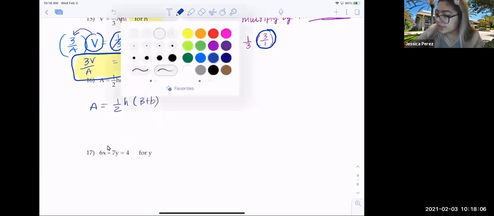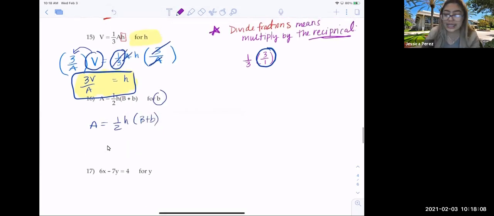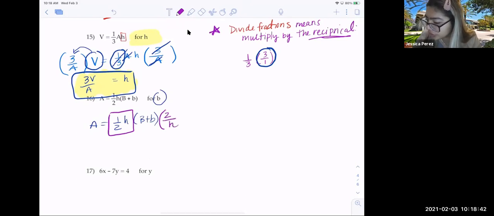What I'm going to do is what I did on question 15. I'm actually going to get rid of this fraction first. How do I get rid of a fraction? I have to multiply by the reciprocal. What is the reciprocal of 1/2? If you flip 1/2, what should you get? Look over here, very same, I just changed the numbers. It should just be 2/1, so here I'm going to have 2/h.